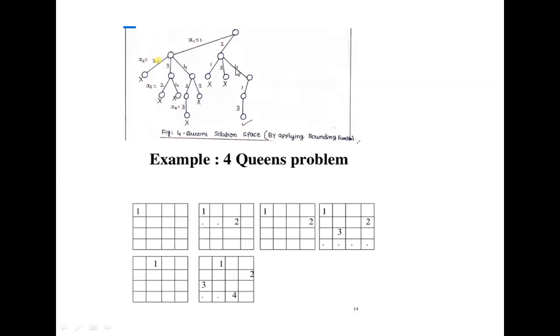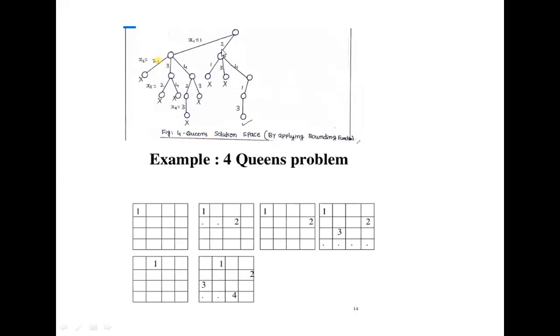But here, after we consider this one, you have to store the second column. Then we replace the second queen in the fourth column. Just consider this is the fourth column. This is also a solution: 3142.